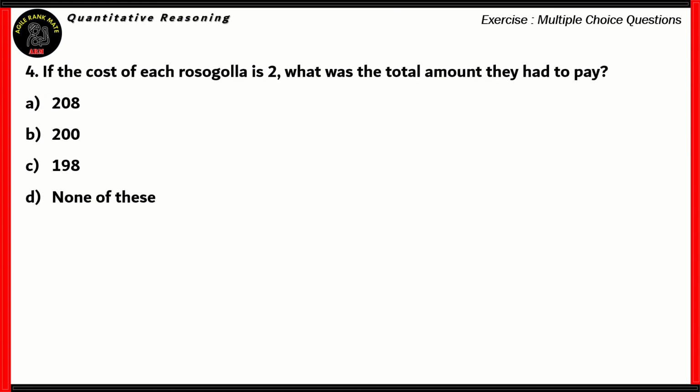And now the final question. If the cost of each rasgulla is 2 currency units, what was the total amount that they had to pay? Now let's consider this to be 2 rupees, since where they come from, they use rupees as transaction. Now, if 1 rasgulla costs 2 rupees, then the total amount would have to be calculated by multiplying 2 with the total rasgullas.